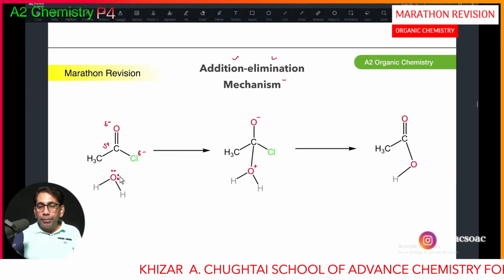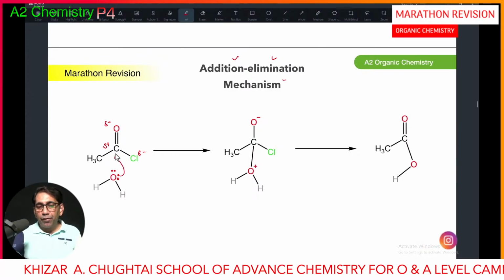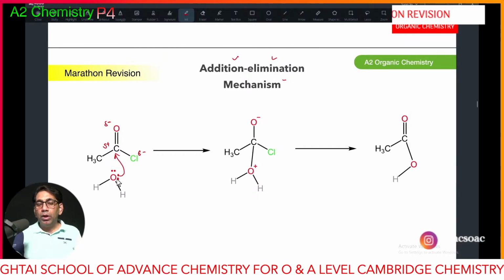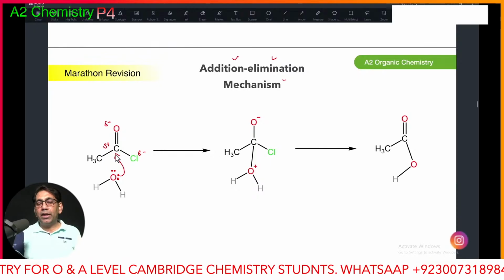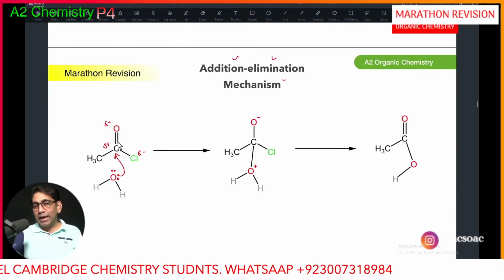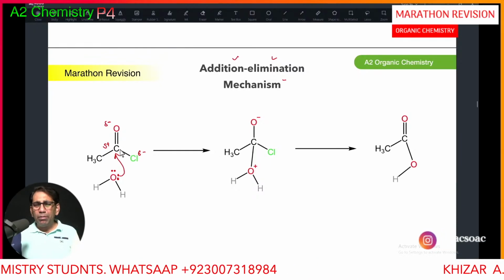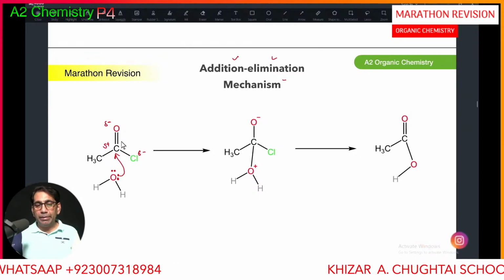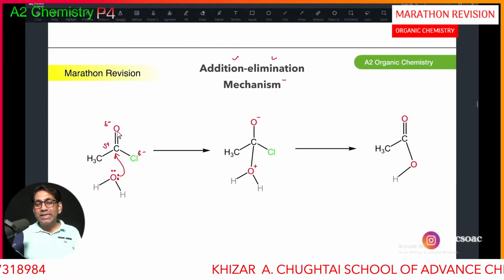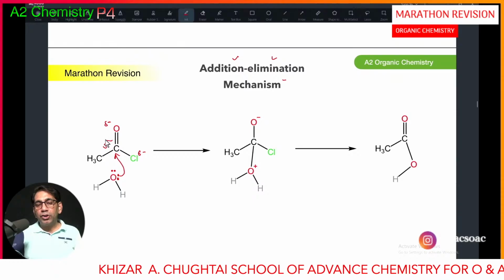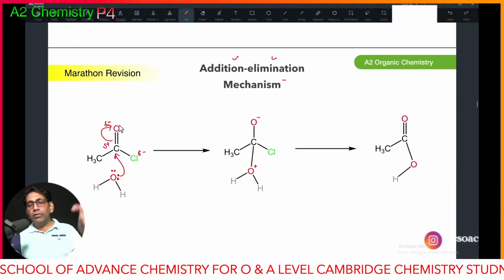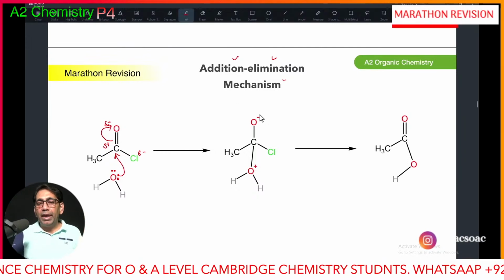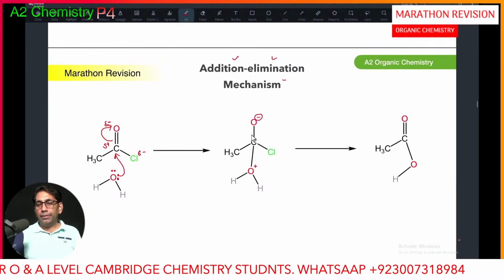First attack will be from this lone pair on this oxygen. First curly arrow: this is a lone pair, this is a nucleophile. It will attack this carbon atom, and you know the carbon atom has already made 4 bonds. It cannot make 5 bonds. Impossible. So at the same time, this C-O bond is broken, and the shifting of the bond is shown by a second curly arrow. It will jump towards the oxygen atom. It will make an O negative ion over here.